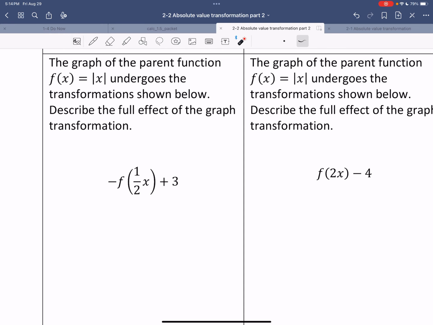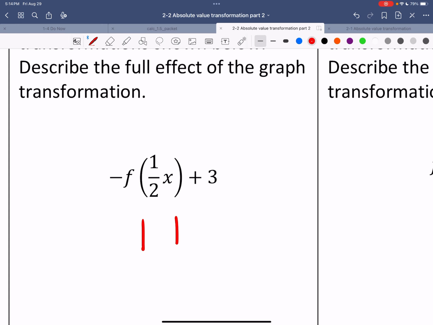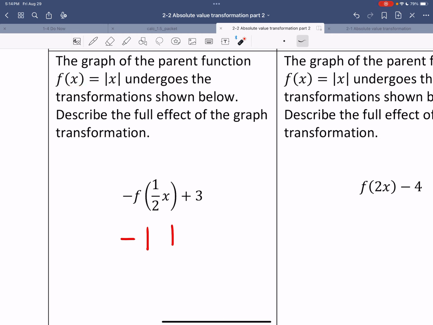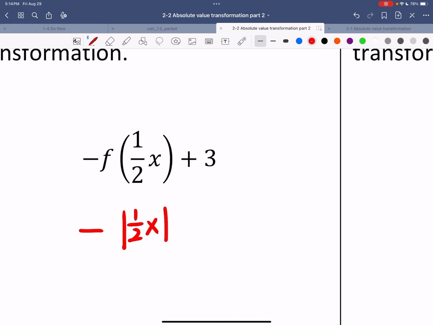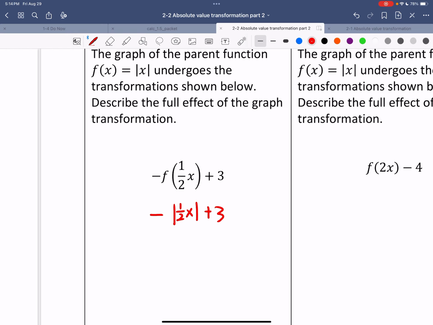First, this one is the same thing with the absolute value. So the parentheses, I'm going to change with absolute value. But do you see there's a negative sign in front of f? So I'm going to put minus. And inside of the parentheses, instead of just x, we have 1/2 x, which means instead of just x, I'm going to put 1/2 x. I just copy this one down. And do you see plus 3 at the end? I will just put a plus 3. That's it.